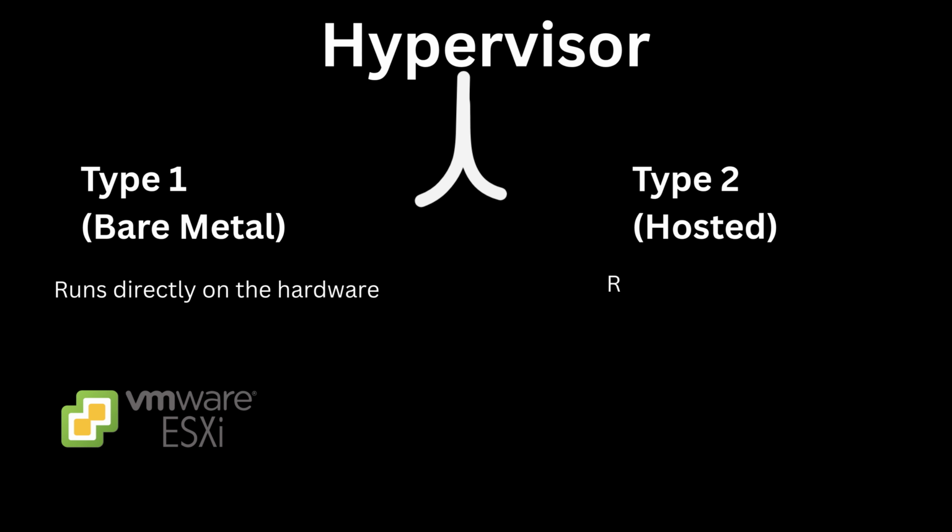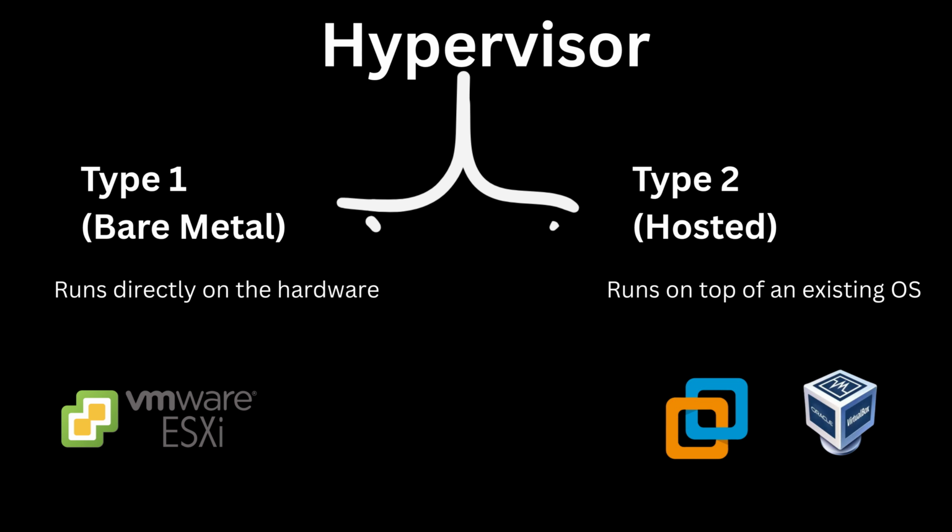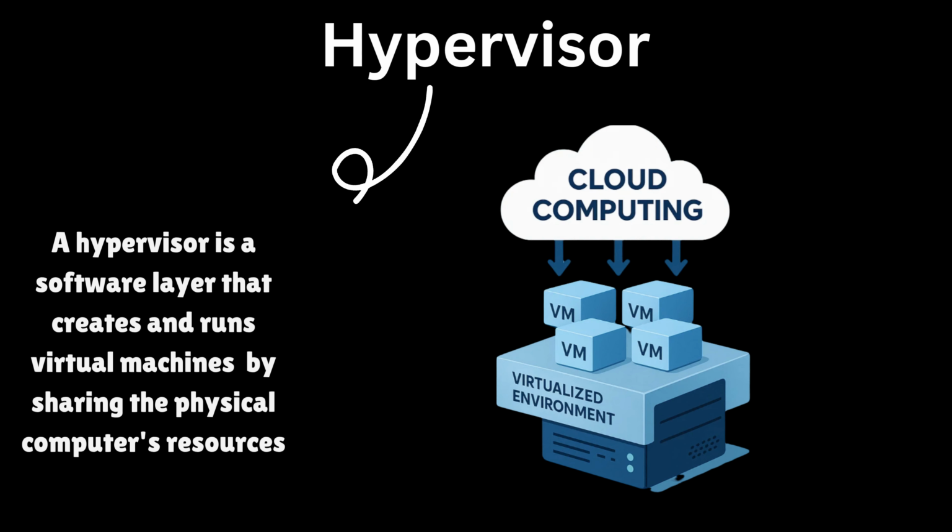Otherwise, if we want to install the hypervisor on top of an existing operating system, for an example on a Windows PC, in that case we use a hosted hypervisor. Examples for hosted hypervisors are VMware Workstation and VirtualBox. By using these hypervisors, we can create a virtualized environment. All components created in this environment are considered as virtual resources. For an example, if we create a machine in this virtualized environment, we call it a virtual machine, aka VM.